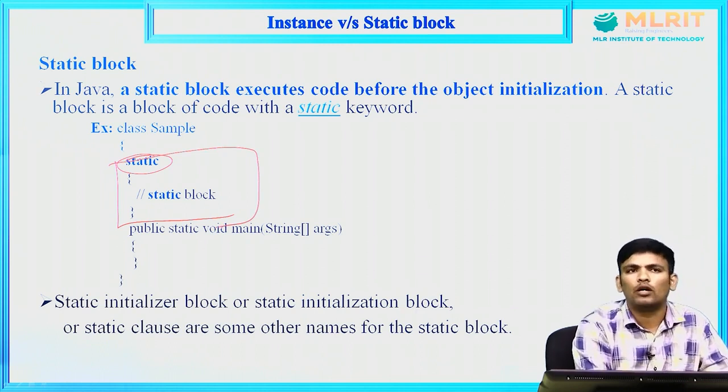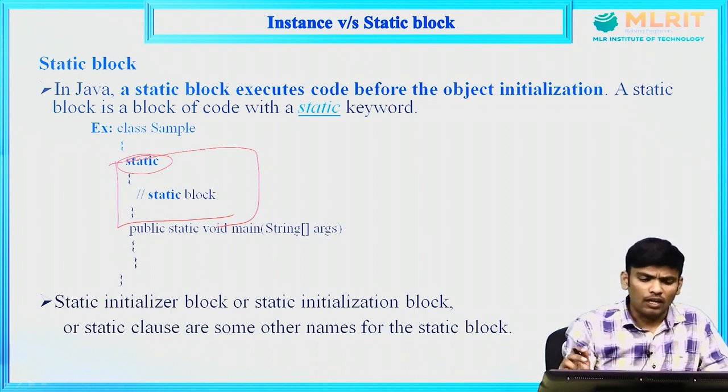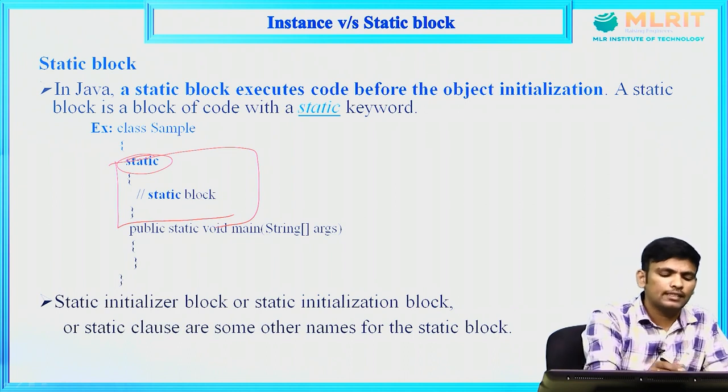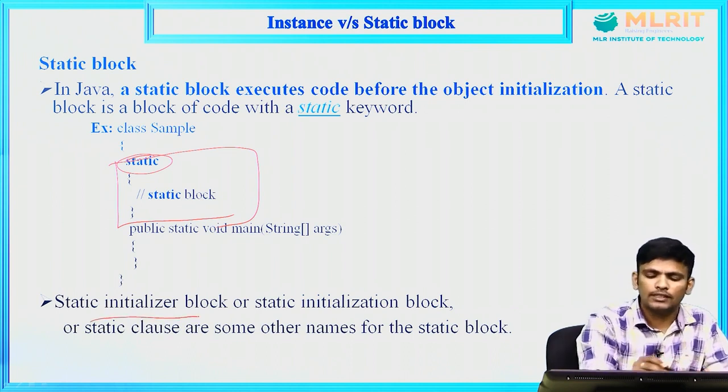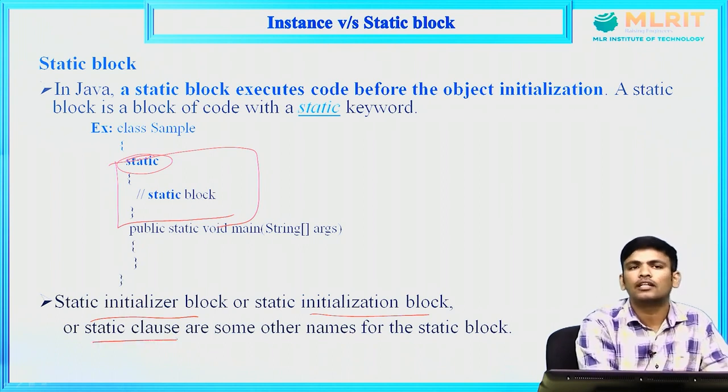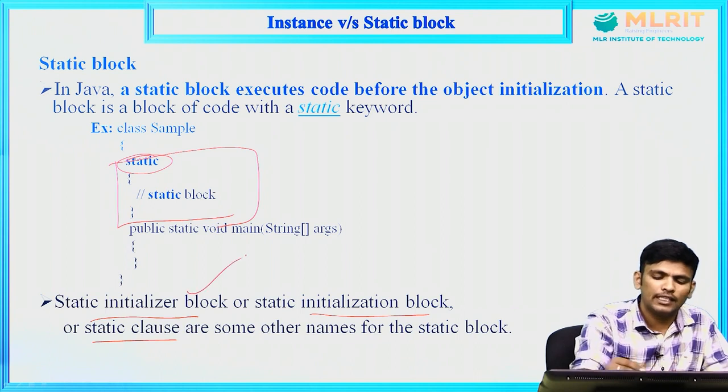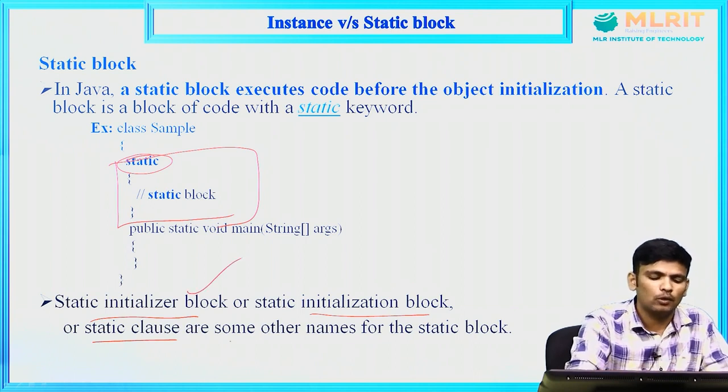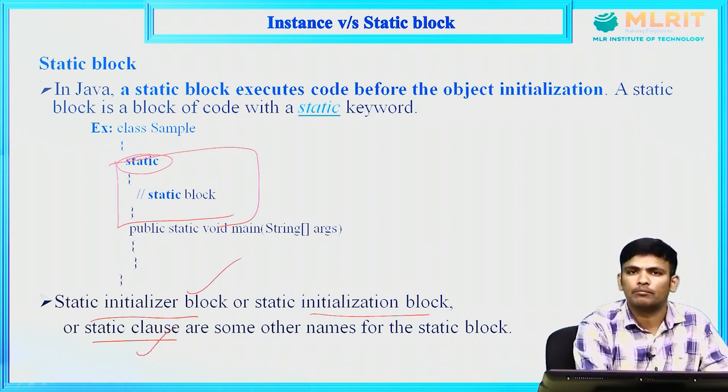Simply, if any block is declared with a static keyword, then it becomes a static block. Other names for the static block are static initializer block, static initialization block, and static class. All are the same; in different ways we can call it a static block.